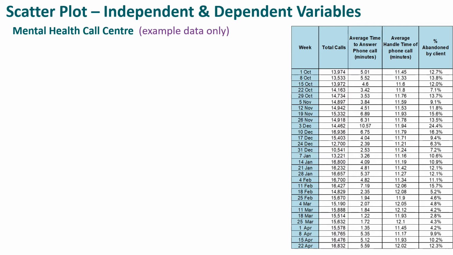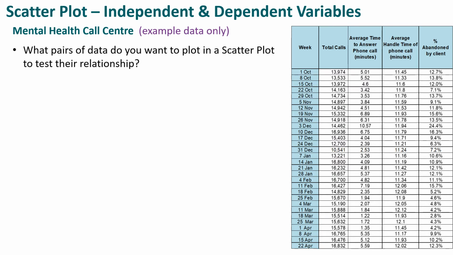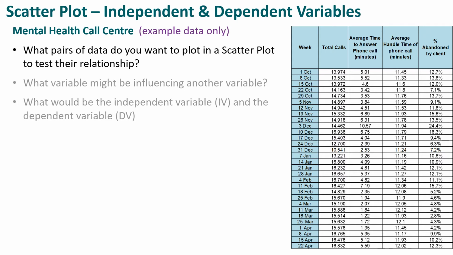The second variable is the average time to answer the phone call in minutes for the week. The third variable is the average handle time of the phone call in minutes for the week. And the fourth variable is the percentage of abandoned phone calls by the client. So what pairs of data do you want to plot in a scatter plot to test their relationship?